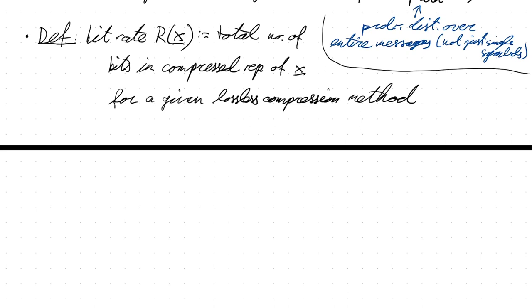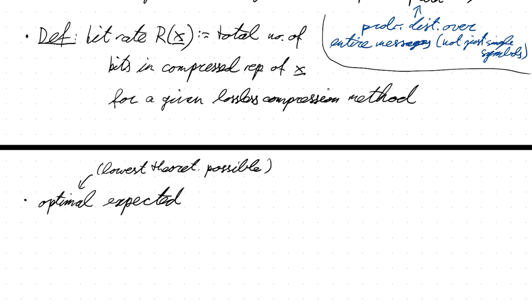In many cases, what we're interested in is the expected bit rate. If we were interested in building a compression method that minimizes the expected bit rate, the optimal one, we're interested in what is the theoretical lower bound, the lowest theoretically possible expected bit rate. That's not necessarily always the best metric to look at. Sometimes you may want a general upper bound on all messages that you could encounter, but for many cases you are interested in the expected bit rate.